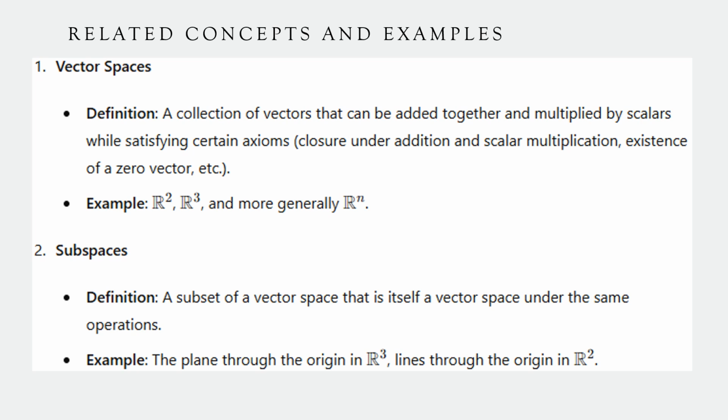The definition of a subspace is a subset of a vector space that is itself a vector space under the same operations. An example of that would be a plane through the origin in R cubed, or lines through the origin in R squared.